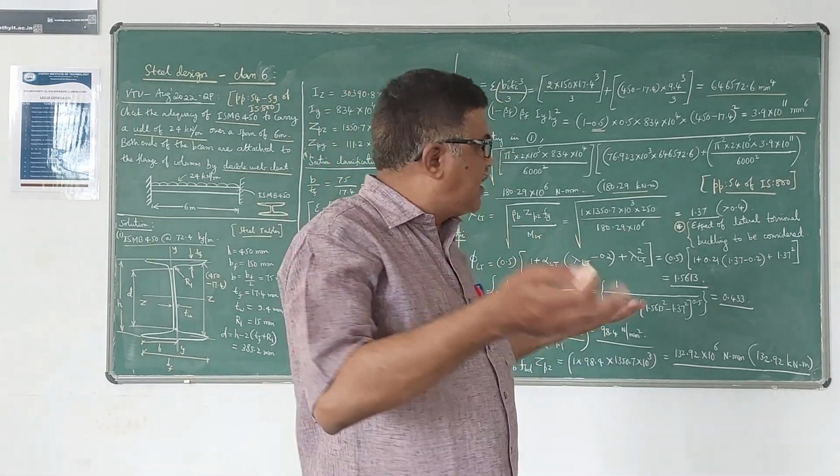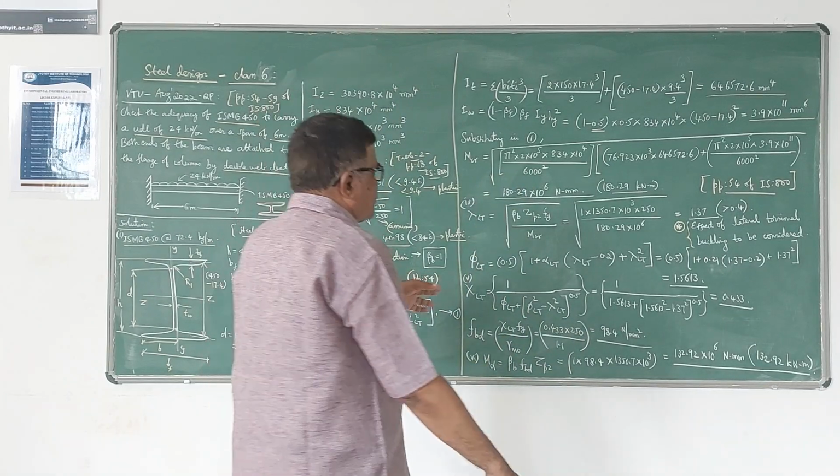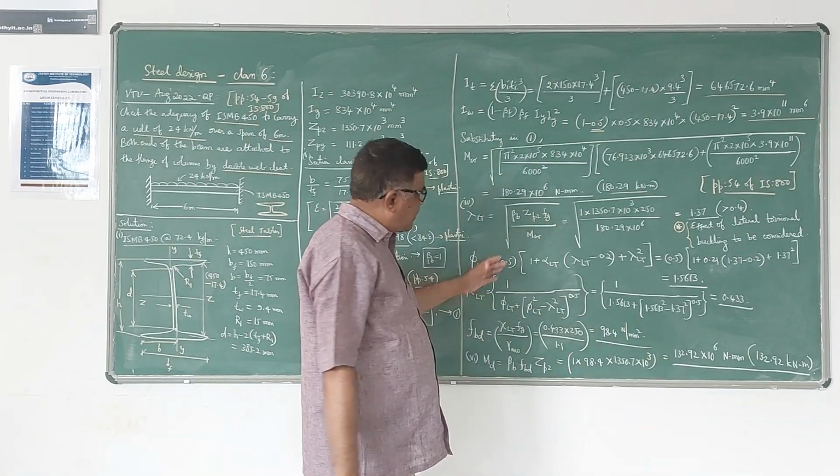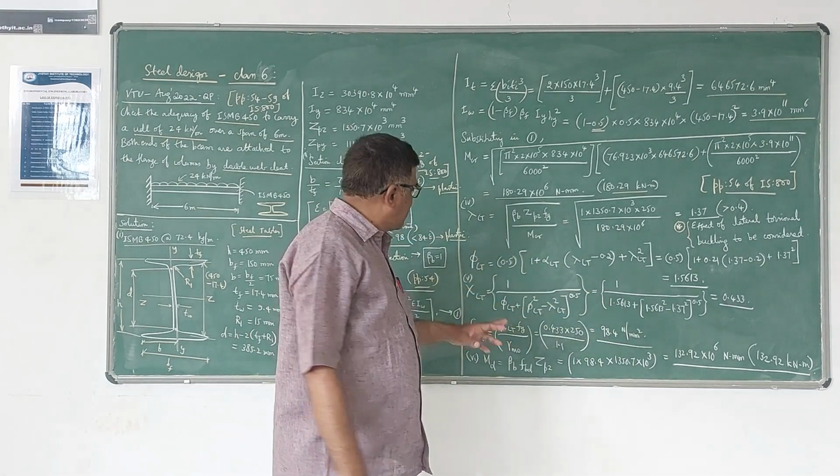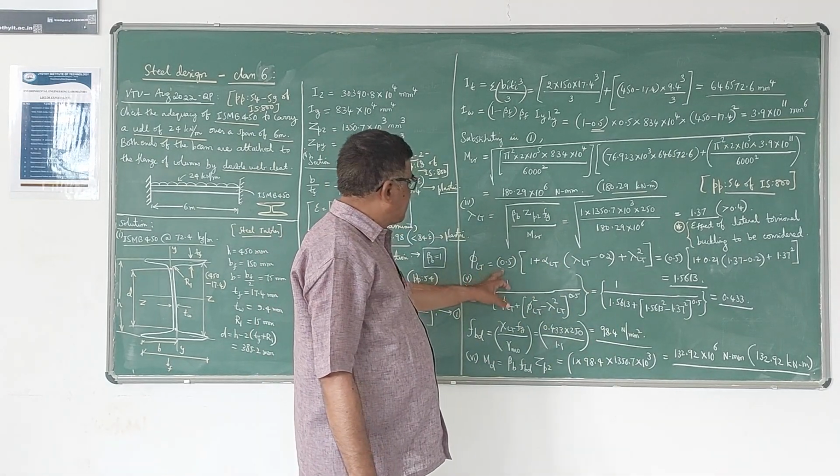So anyway, in this case it is there. So it is greater than 0.4. Otherwise, you need not take the effect. Further steps you can avoid. Phi LT is given by the next formula.